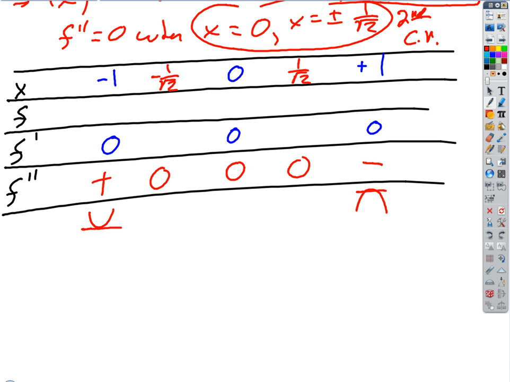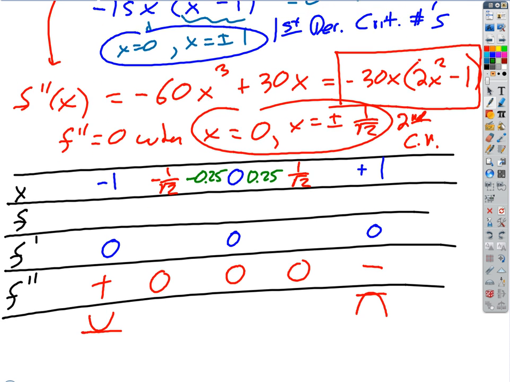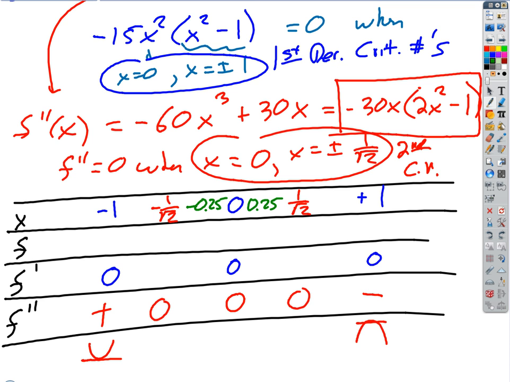Okay, so let's try negative. We'll even play it safe, 0.25, just in case we weren't sure where that was. 1/4 or 0.25, right? So if we plug that in now, here's the other question: which function do we plug it into?